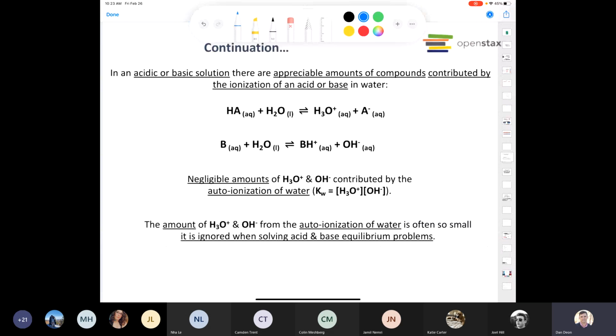So it says here, in an acidic or basic solution, you're going to have appreciable amounts of compounds contributed by the ionization of an acid and a base in water. Negligible amounts of hydronium and hydroxide come from the autoionization. And we usually ignore the concentration of the hydronium or hydroxide when we're dealing with an acid or a base solution because they're often present in such small amounts.